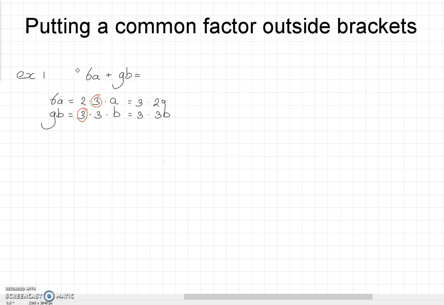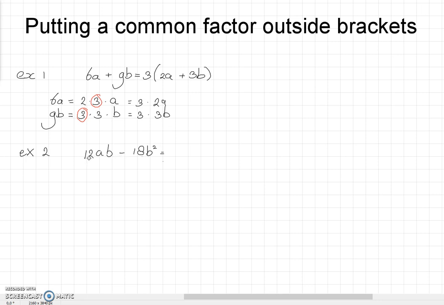And that means that we can write down this expression, which is both terms, as 3 open brackets times 2a for the first one plus 3b for the second one. This way we wrote the common factor 3, because both terms had the 3 in common. We wrote the common factor 3 outside the brackets.